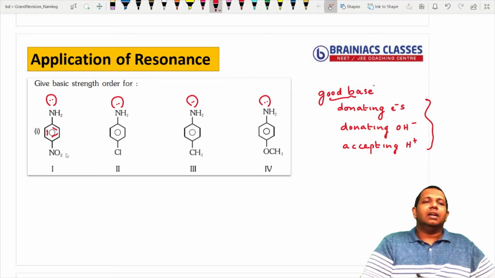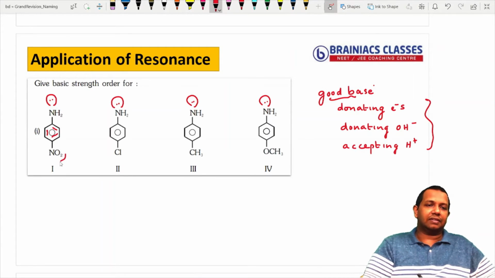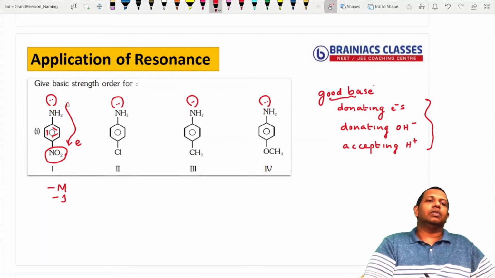So listen here. We can consider other factors. Here, in addition to aniline's effect, NO2 is present. So what effect does NO2 have? Minus M and minus I. They will attract the electron towards their direction. So we know that the lone pair density over here decreases because of the minus M and minus I effect. So it is a bad base. Correct.